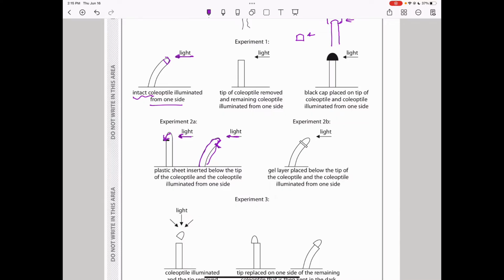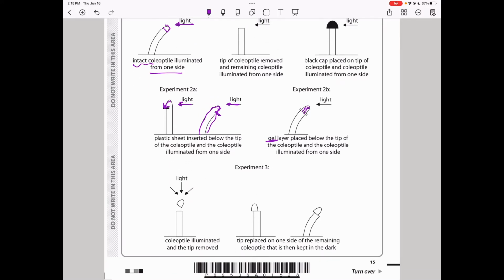The next we see 2B, they say a gel layer placed between the tip of the coleoptile and the rest of the coleoptile, illuminated from one side, and we see bending. Here we need to know that gel is permeable, so whatever component is in here, of course this is a hormone, is going to go through, and of course it's going to cause the bending when light is exposed. Then the next part, the coleoptile is illuminated and the tip is removed. We see what happens. And then lastly, the tip is placed on one side of the remaining coleoptile, that is then placed in the dark, and you see, of course, bending still occurs. So let's go to the questions.